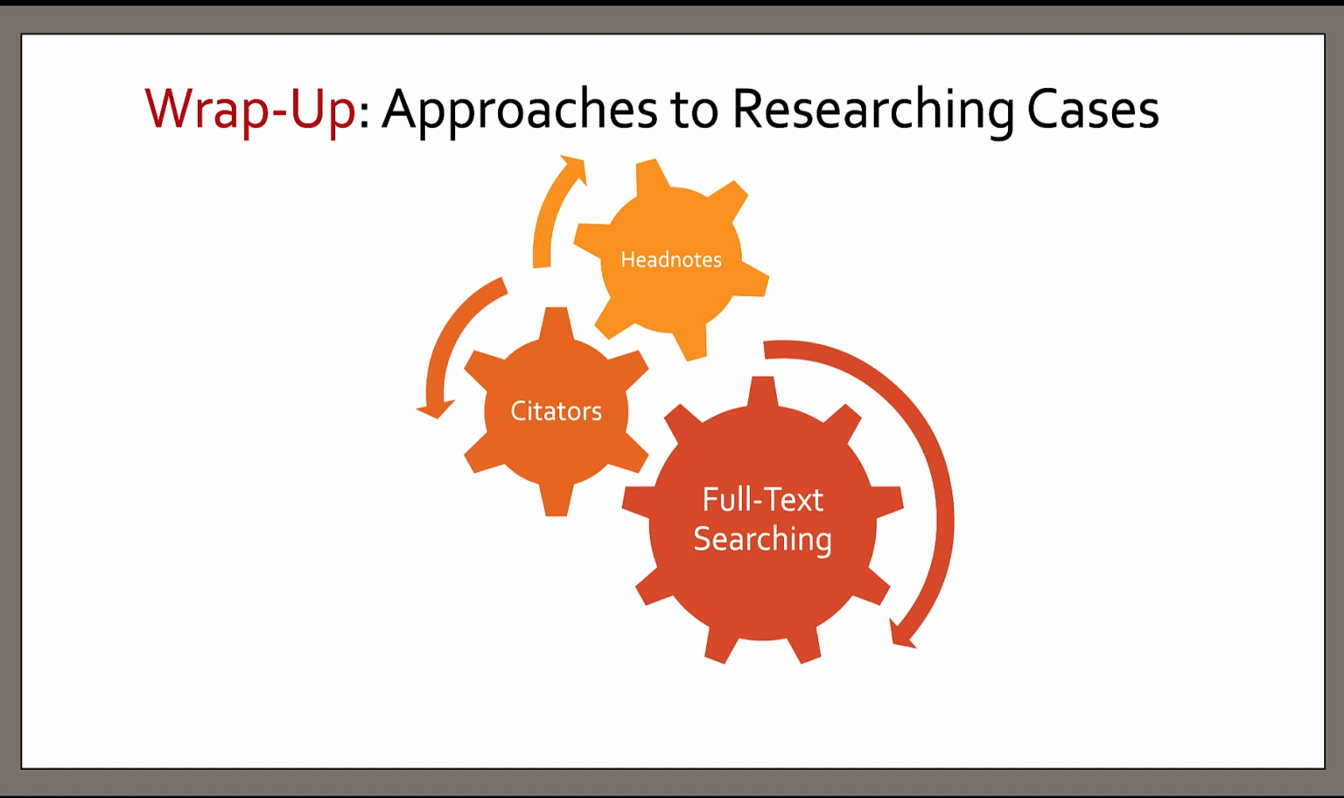There are two other common strategies for finding cases that have not been covered in these tutorials. First is to use an annotated code to find cases listed in the annotations to a statute. And the second is to use a secondary source, such as a legal encyclopedia or a law review article, to find cases in the source's text or footnotes. All of these are excellent strategies to find cases, and you're likely to find yourself using more than one of these strategies when conducting your research.